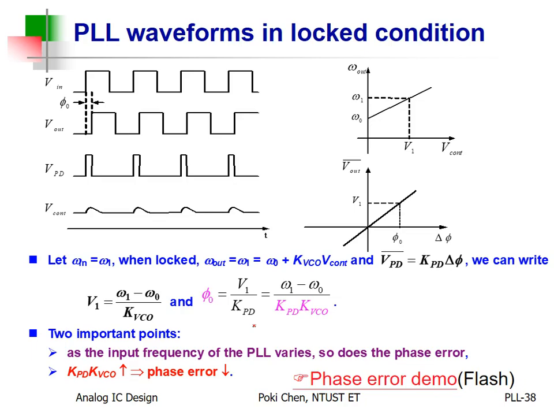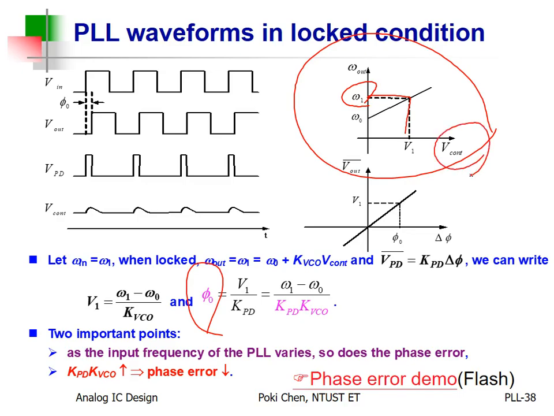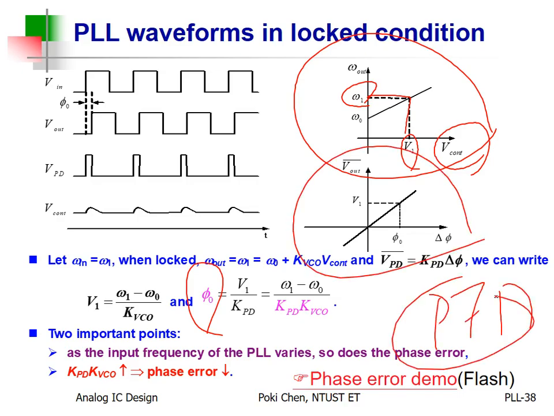And what is the final phase error? According to the linear model here, that is for the VCO, because your output frequency needs to be exactly the same as your input. If your input is here, then the control voltage of your VCO needs to be this. So let's go back to check the PFD output. To generate this voltage, you need that phase. Got it?